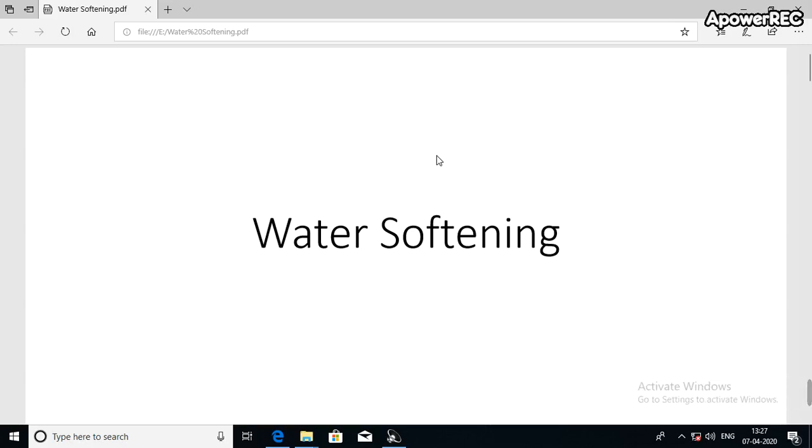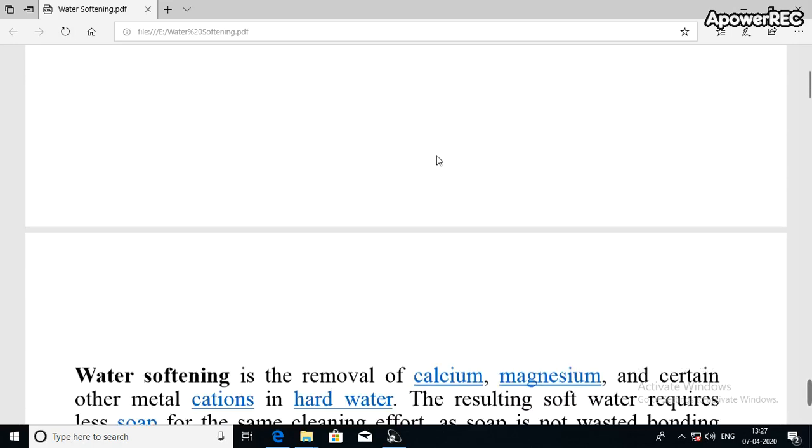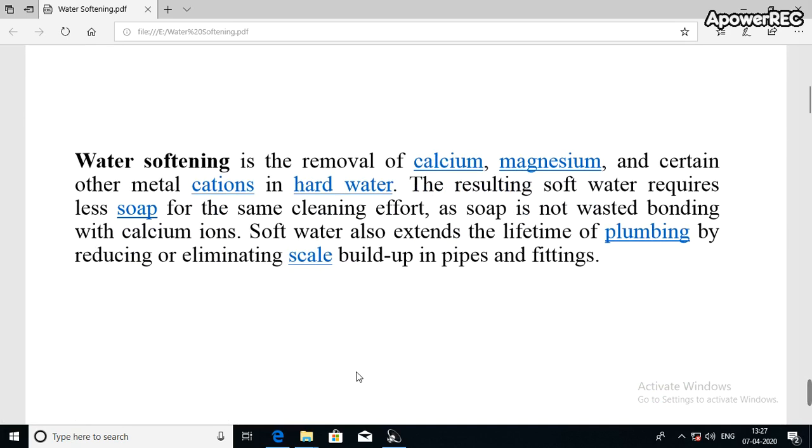As we know, hard water is undesirable both for drinking and for washing purposes. So, in order to remove hardness, we need to soften the water. There is removal of calcium and magnesium ions mainly, which are cations. Calcium is Ca++ and magnesium is Mg++. So, in hard water, calcium and magnesium cations are present, and from there we need to remove them so that the water can be softened.